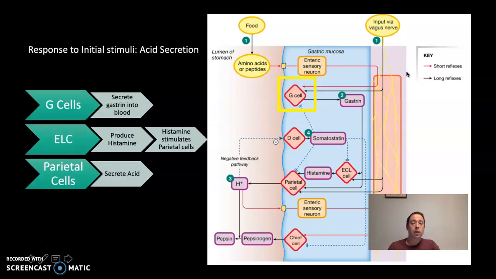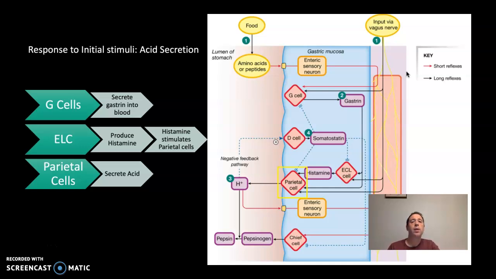The first cells that respond initially to either of these inputs are the G cells. These G cells in the gastric glands are the producers of a hormone, gastrin, which will enter the bloodstream, and it will have an effect on other cells within the gastric gland. Specifically, gastrin targets 2 other cell types, those ELC cells, to produce histamine, and additionally, gastrin will also work on parietal cells, and the parietal cells are responsible for acid production.